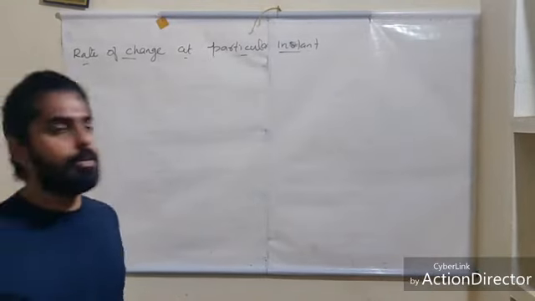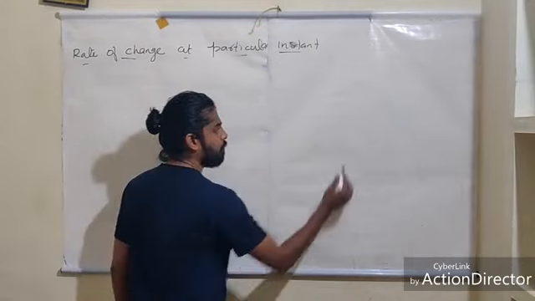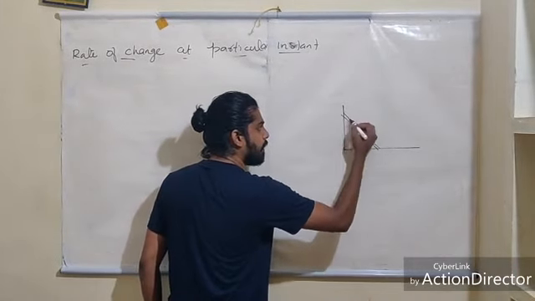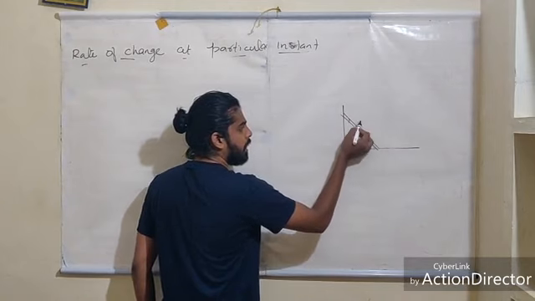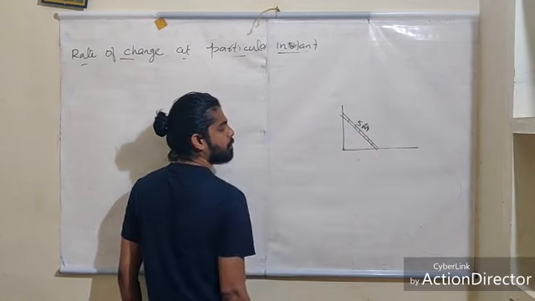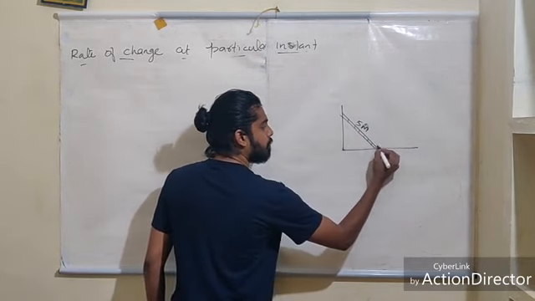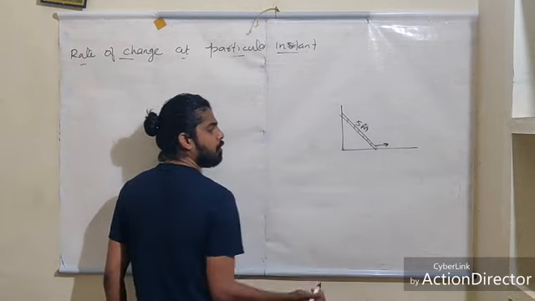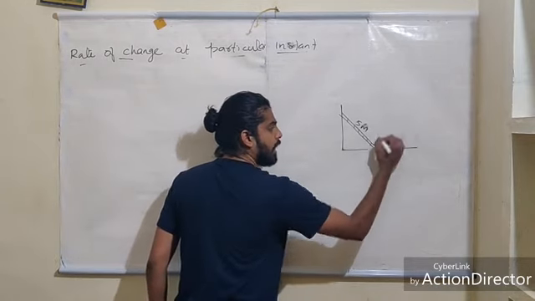So this is our 10th question. This is the ground, this is a wall, and this is a ladder, right? The length of the ladder is 5 meter. The foot of the ladder is pulled along the ground. We are pulling the foot along the ground in this direction, not like this.